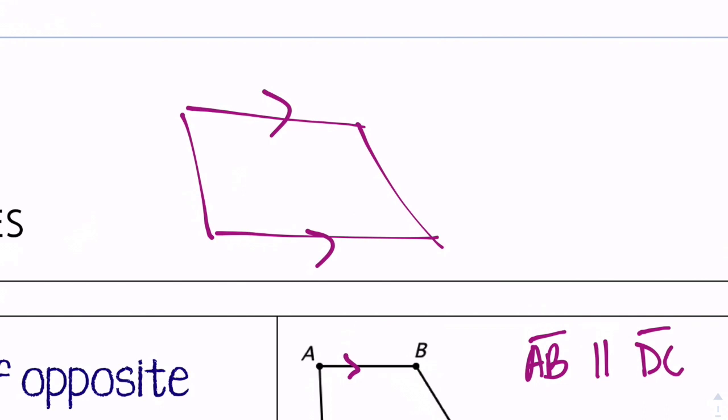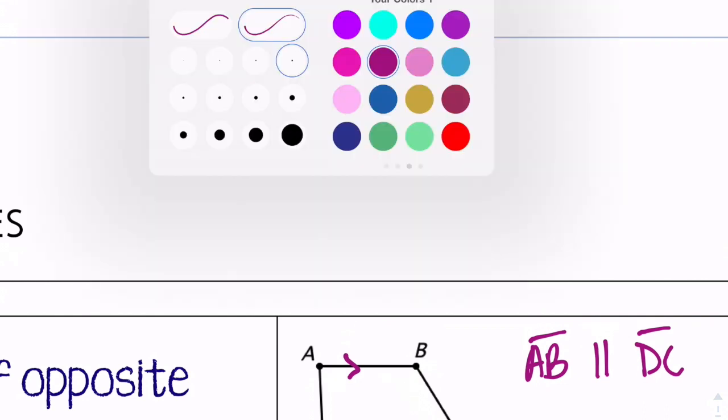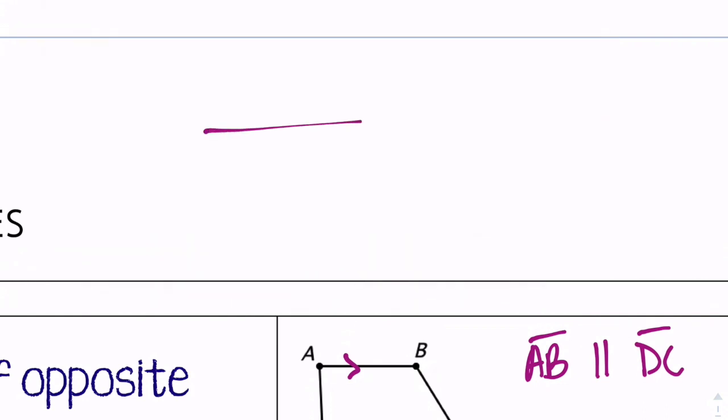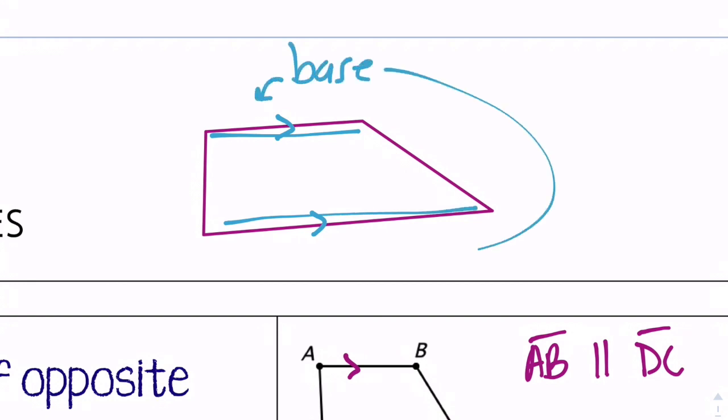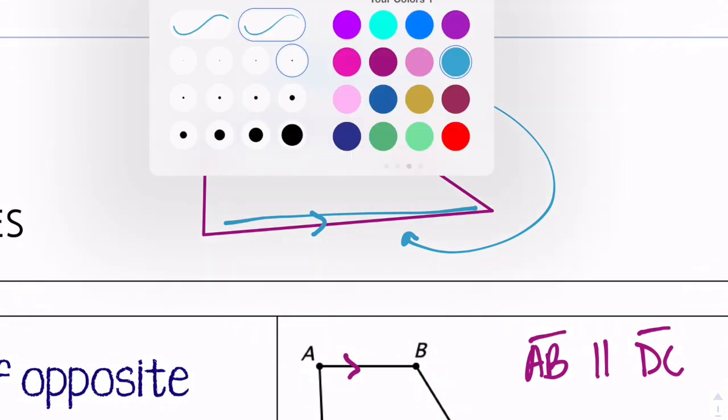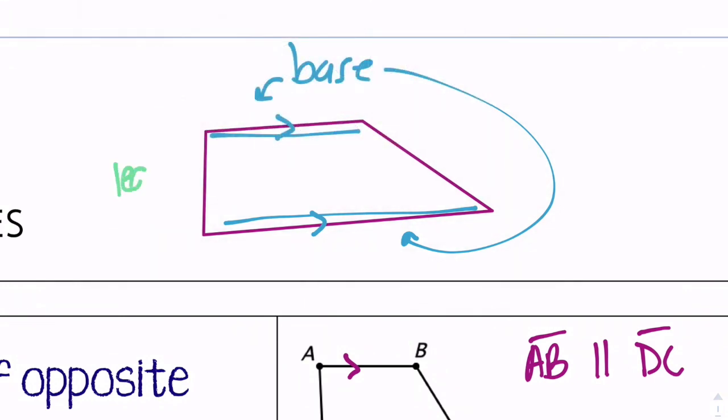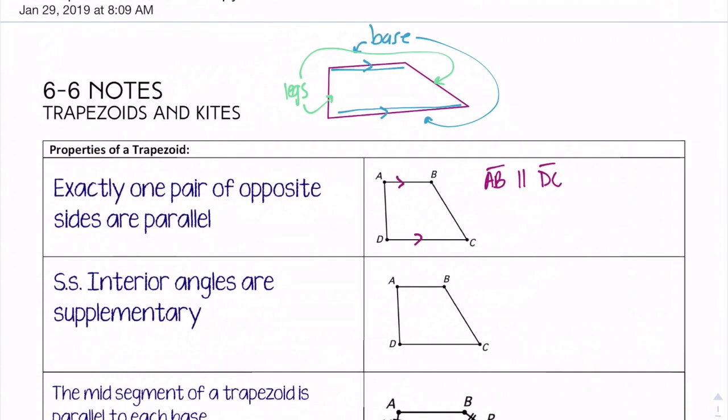Okay, that's like the worst drawing. So these right here, I'm drawing a little trapezoid here. So these right here are your bases, the parallel lines. All right. Your legs, that's what they call them here. These are your legs. Okay. Just keep that in mind.